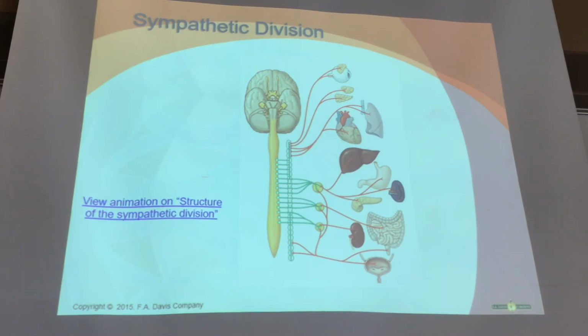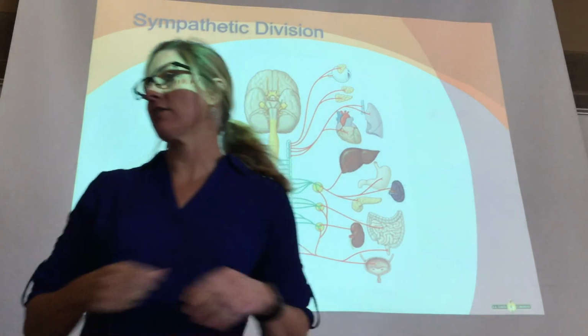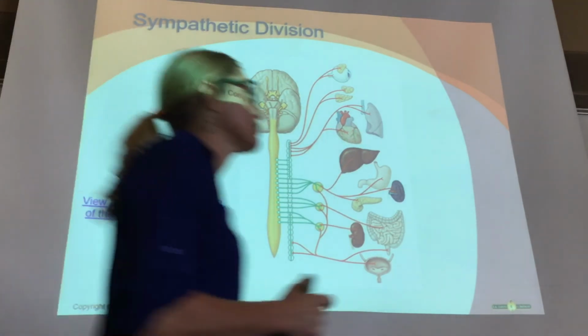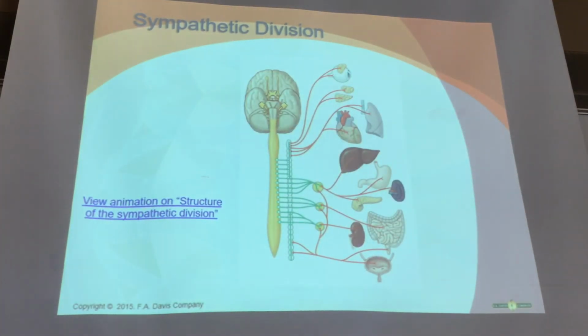Okay? Let's actually start writing this stuff down on the board. So sympathetic, preganglionic, originate in thoracic and lumbar regions.